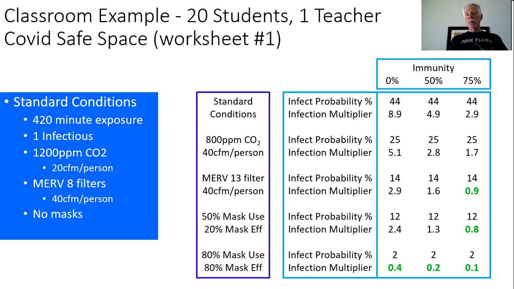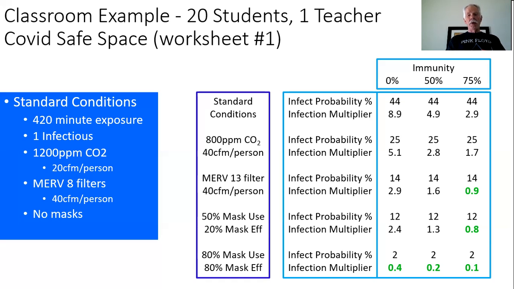And when we drop the infection multiplier below 1, the disease is no longer sustaining. An infection multiplier greater than 1 means that one person walking into this classroom is likely to make more than one other person infected. And when that number drops below 1, the disease will collapse. And the lower we make that infection multiplier, the faster it drops out. It's removed from our community.